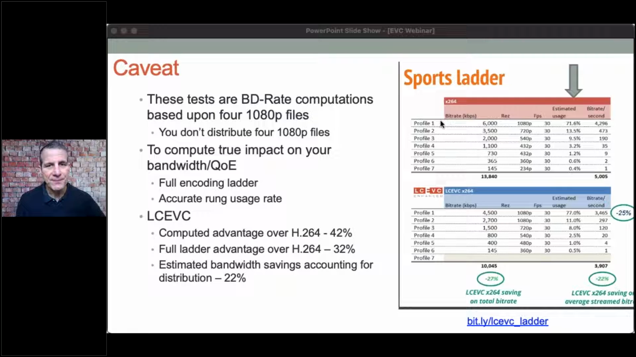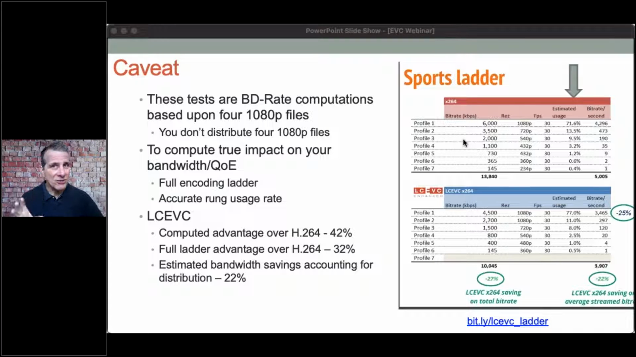Now, you have to look at your estimated usage, because if 100% of your distributions are in profile 1, you're going to get every bit of the codec savings that you get in the top rung. That's very, very good. On the other hand, if you're distributing a lot of profile 3, 4, 5 to mobile viewers, you may not see any bandwidth savings. You'll definitely see quality of experience improvements, but you won't see bandwidth savings, because instead of sending a 3 megabit per second x264 stream, you're sending a 3 megabit per second LCEVC stream that's going to be higher quality, but you're not going to save any bandwidth.